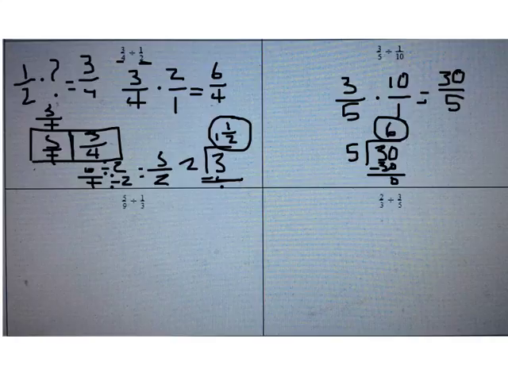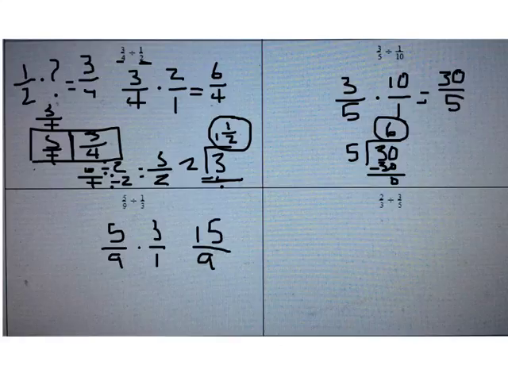Let's do another. What's 5/9 divided by 1/3? What's the dividend? It's 5/9. The divisor is 1/3, so I can multiply by the reciprocal. What's the reciprocal of 1/3? It's 3/1. Now I can multiply. What's 5/9 times 3/1? It's 15/9.